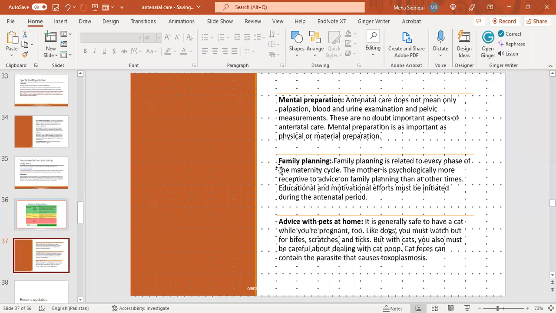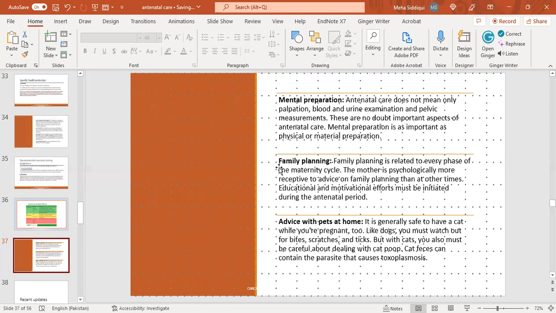Family planning. Family planning is related to every phase of the maternity cycle. The mother is physiologically more receptive to advice on family planning than at other times. Education and motivational efforts must be initiated during the antenatal period.